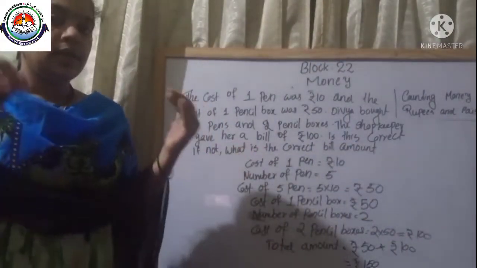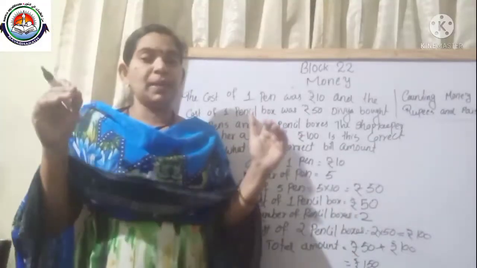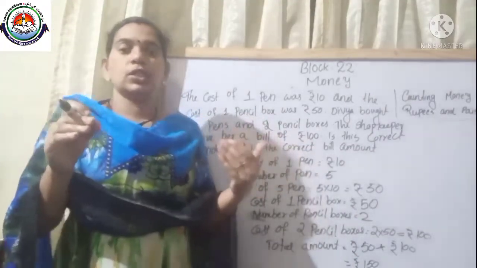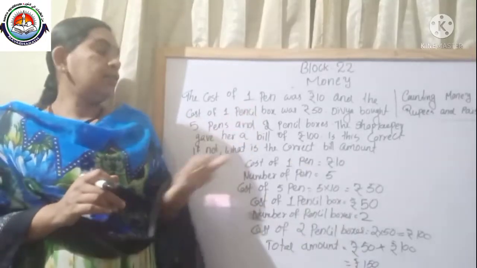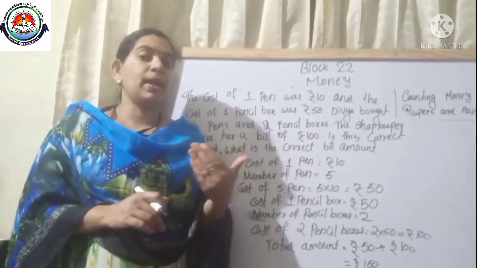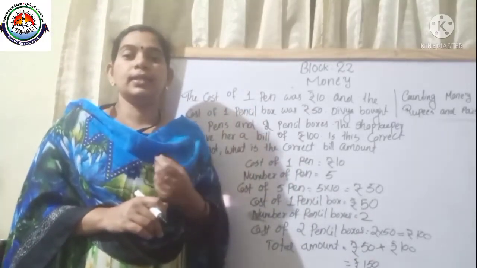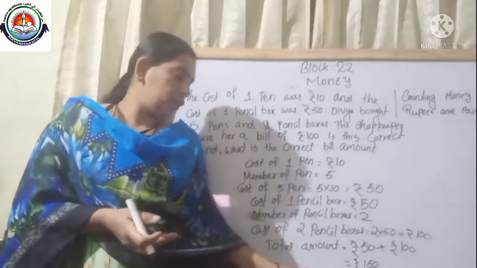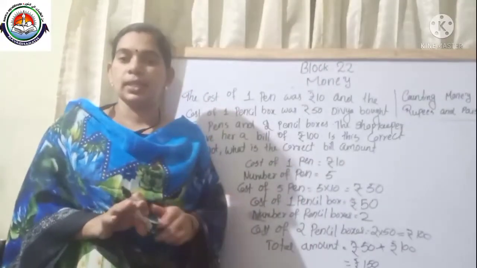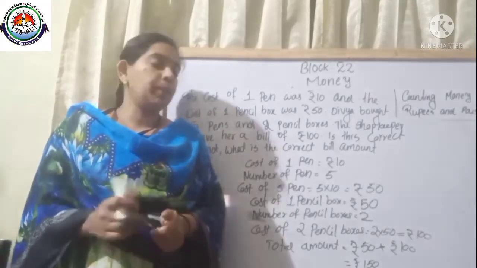So here cost of one pen is 10. Cost of one pencil box is 50 rupees. Then Divya bought 5 pens and 2 pencil boxes. So how much money does she have to pay? 150 rupees. Okay dear children, is it clear?